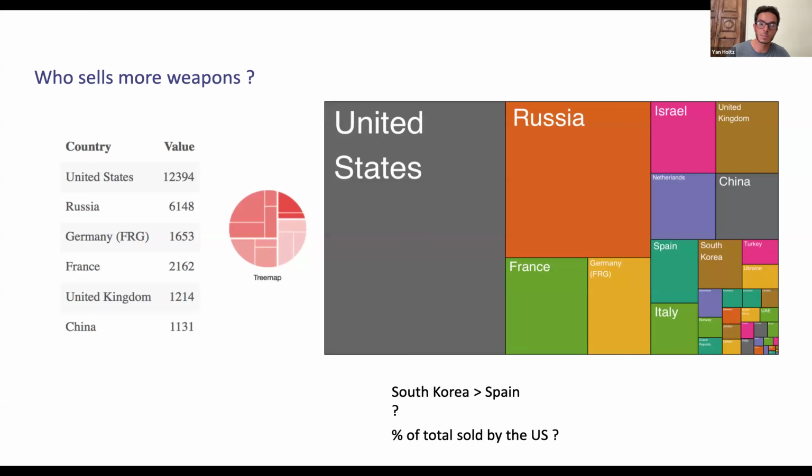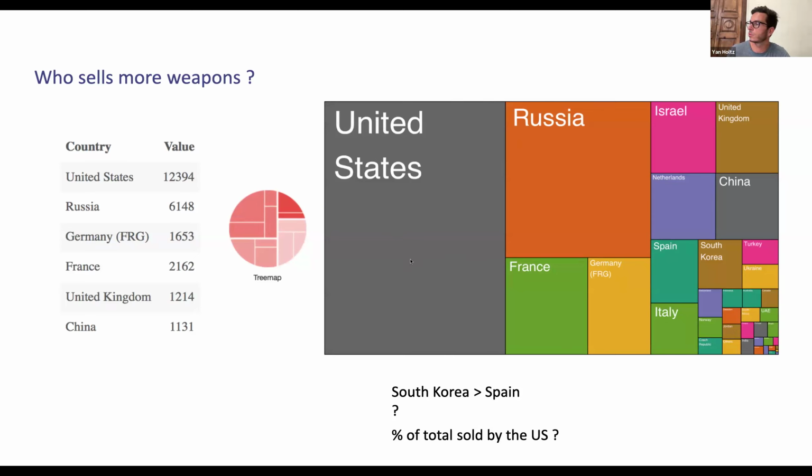Now let's check the tree map. So the tree map is red. It answers a different question. If I take the United States here, it's pretty easy to understand that this rectangle represents about 1/3 of the big rectangle of the total. So I know that's 30%.